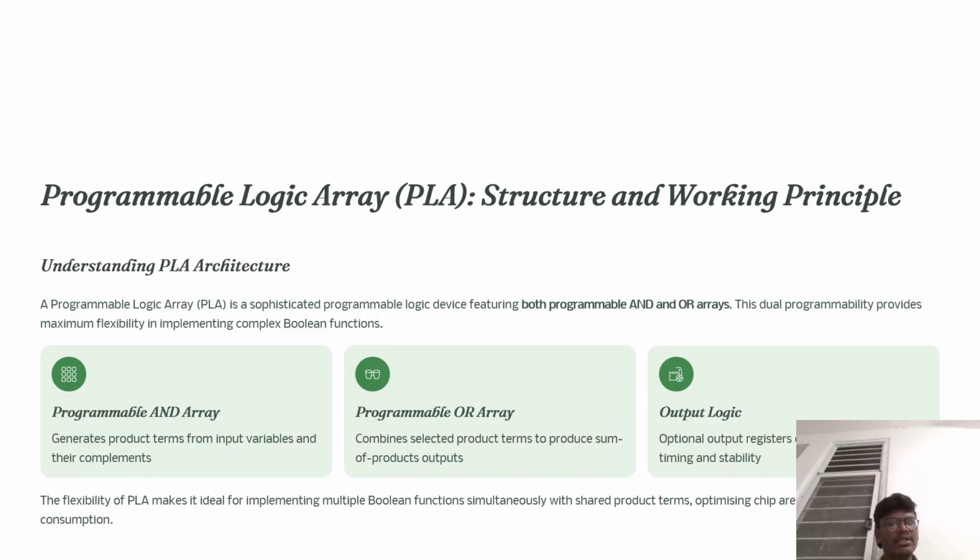Programmable AND array generates product terms from input variables and their complements. Programmable OR array combines selected product terms to produce sum of products outputs. Logic output: optional output register for timing and stability. The flexibility of a PLA makes it ideal for implementing multiple Boolean functions simultaneously with shared product terms, optimizing chip area and power consumption.